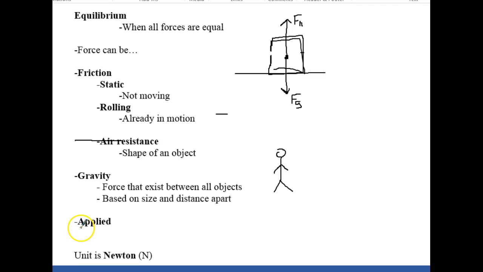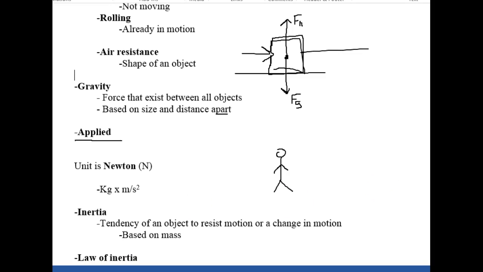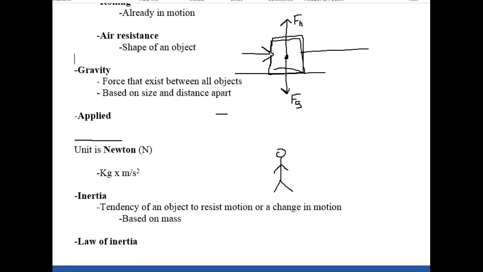And then there's the applied force. The applied force is when a person comes along and applies a force to an object, either by pushing on it, or by putting a rope on it, or pulling on it. A unit for force is the Newton, and it's really kilograms times meters per second squared. You don't have to worry about that. Just keep in mind the Newton when you're going over problems, and when you put an answer down for the amount of force, you include Newton.